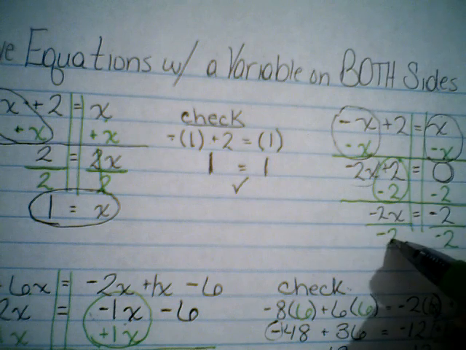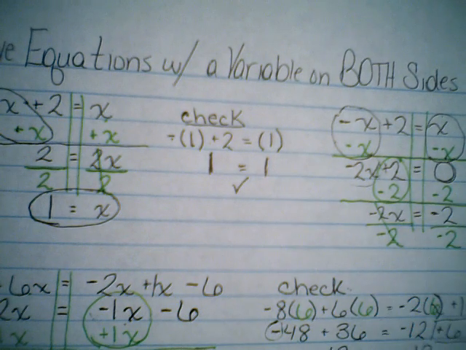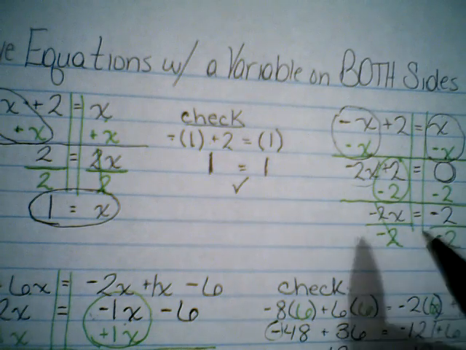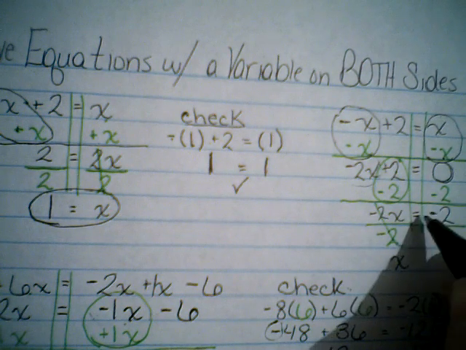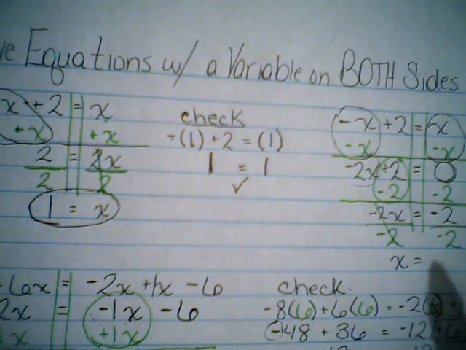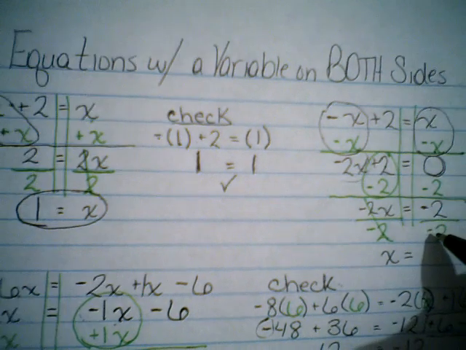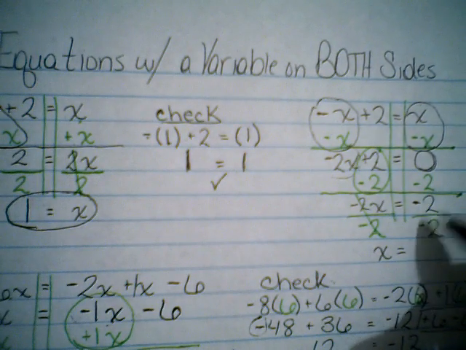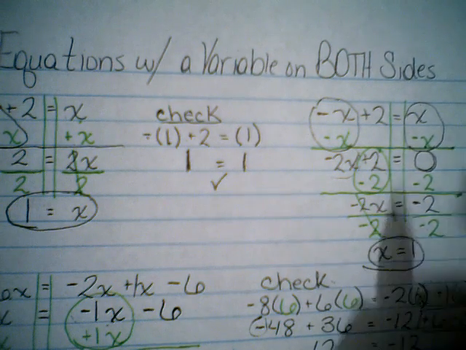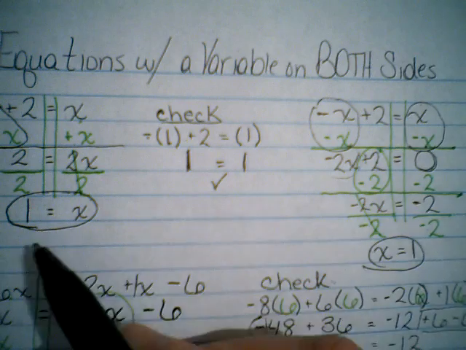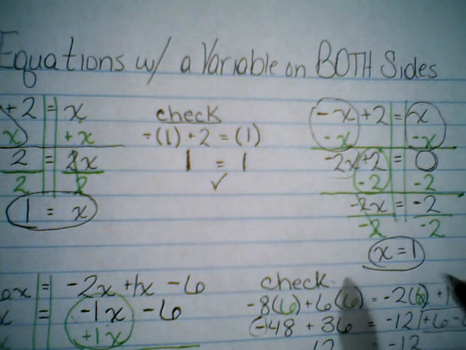Negative 2 divided by negative 2 is a positive 1, and that's good. That's what I want. I want a positive 1 with my variable because positive 1 times x is just x. The equal sign comes down. A negative divided by a negative is a positive. 2 divided by 2 is 1. And even if I get rid of this other variable first, I get the same answer to the same equation.